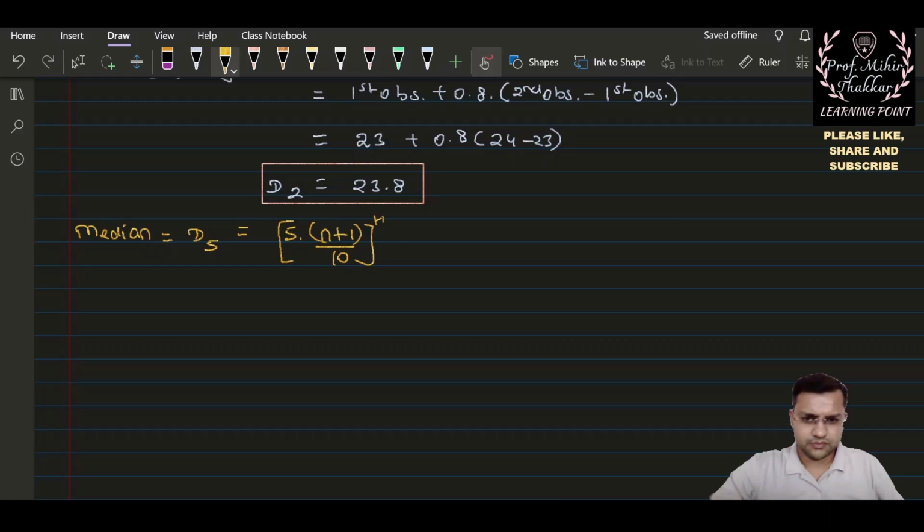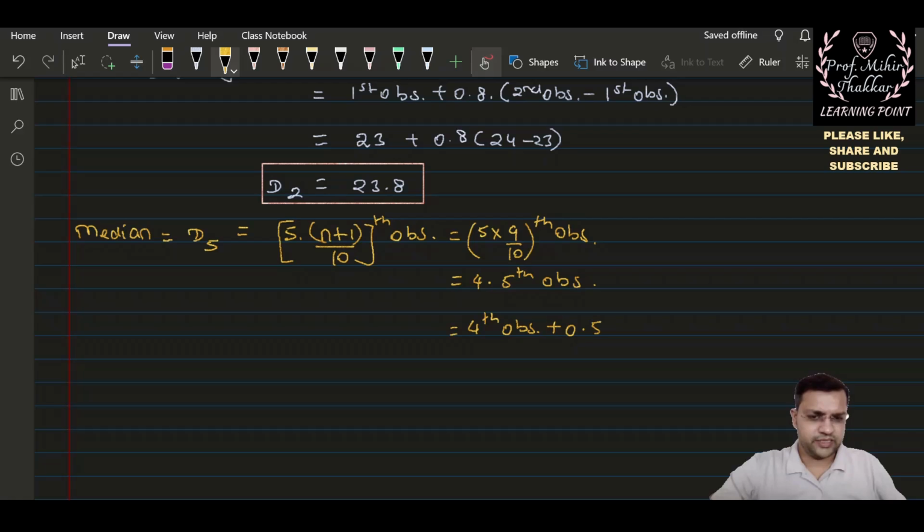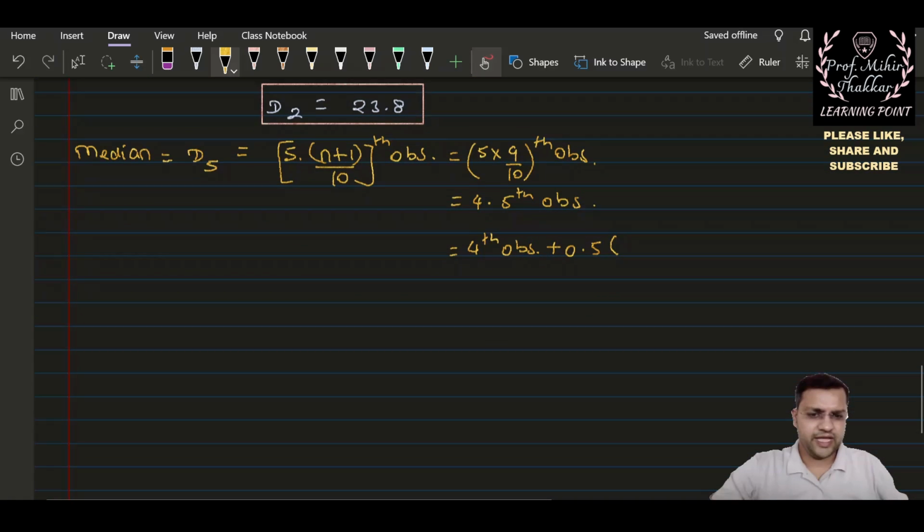So that is going to give us 5 into 8 plus 1, which is 9. So again, 5 into 9 upon the 10th observation. So this comes out to be 45 upon 10, which is the 4.5th observation. Again, split it into two parts. Fourth observation plus, I am sure you can tell the answer. It will be 0.5 multiplied by which two numbers? 4.5 comes between the fourth and the fifth observation.